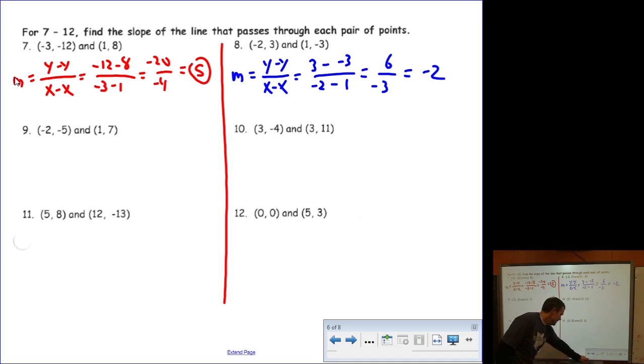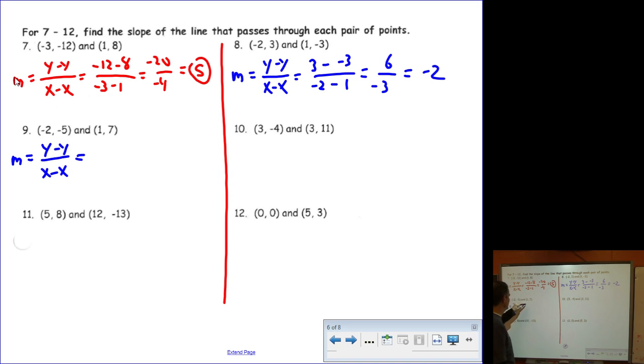Number 9, I'm going to calculate the slope, m, by doing y minus y over x minus x. That's going to be negative 5 minus 7 over negative 2 minus 1. That's negative 12 over negative 3, which is positive 4.